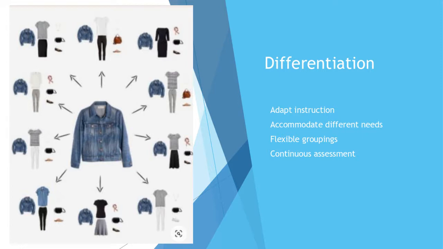You need to adapt your instruction for the different groups that you use for the different content that you prepare, and you need to always keep in mind to accommodate the different needs of your learners in your class. So that's why the groups are flexible, so that you can do continuous assessment and see if a learner advances from being a low skill level to a moderate level, then you need to adjust his group. All right, so change him to the next group.